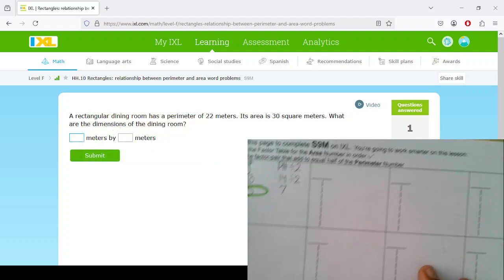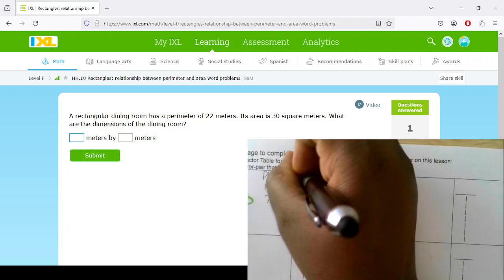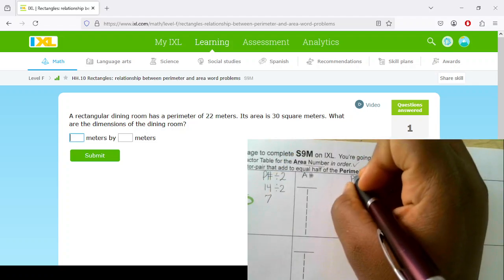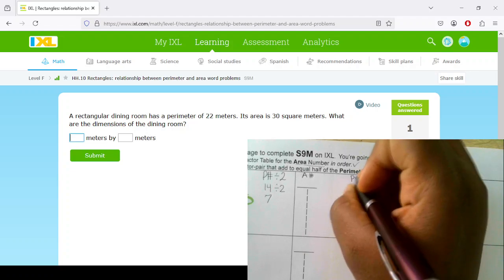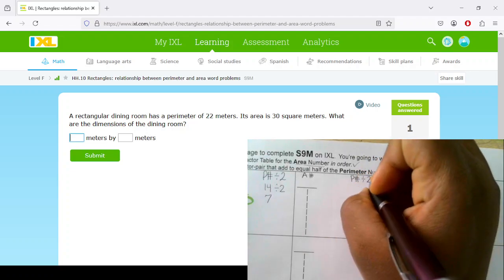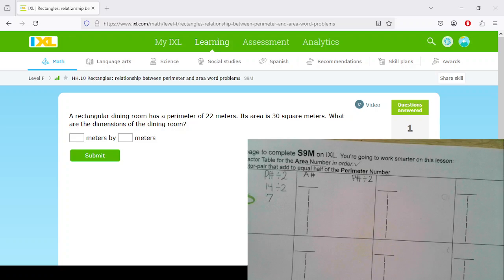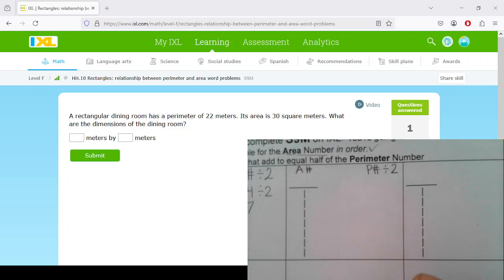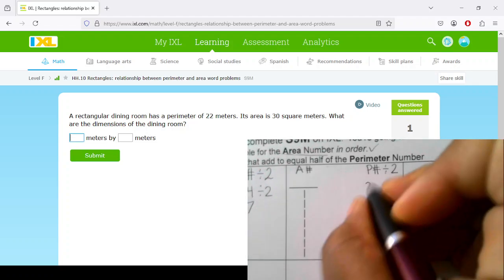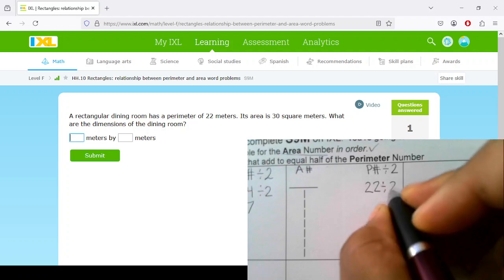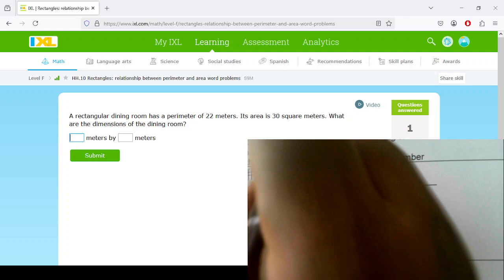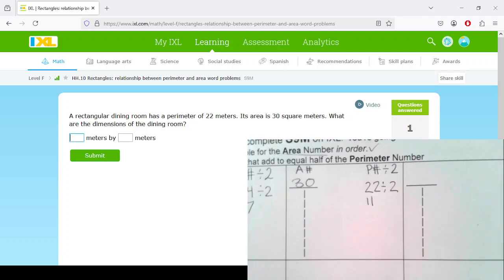Okay, let's do a couple more together. I'm going to start by factoring my area number, and I'm going to find half of my perimeter number. To find half of the perimeter number, I'm going to take the perimeter and divide it by 2. A rectangular dining room has a perimeter of 22 meters. So there's my perimeter number. 22 divided by 2 is 11. Its area is 30 square meters. So I need to factor the area number.